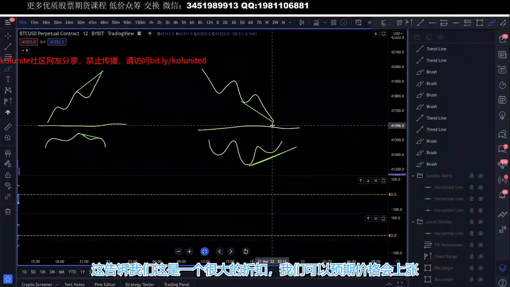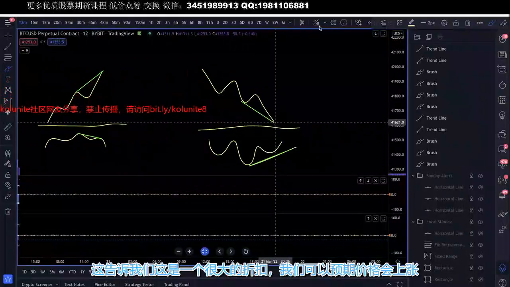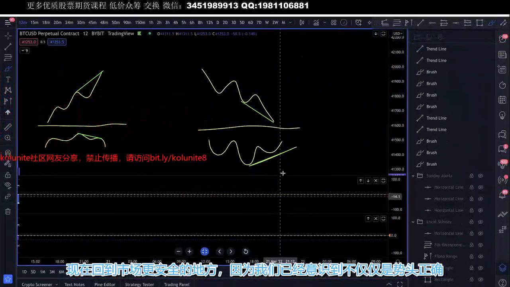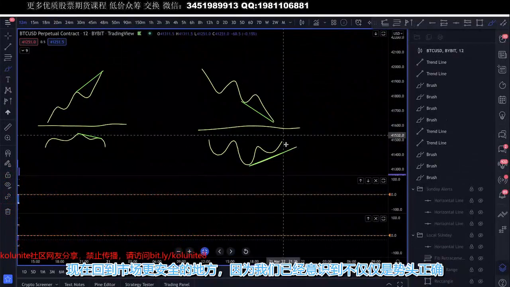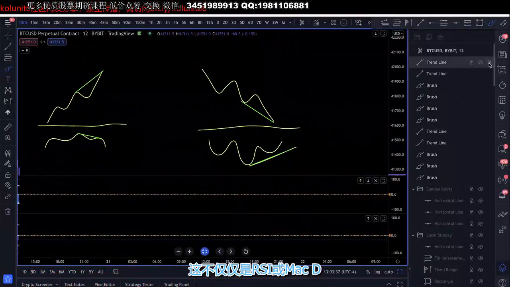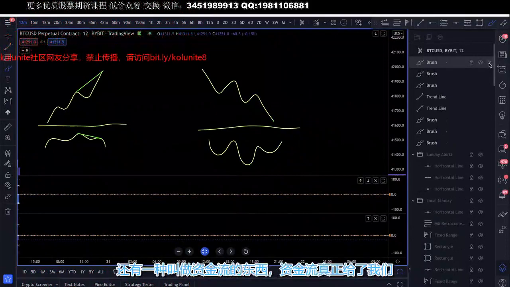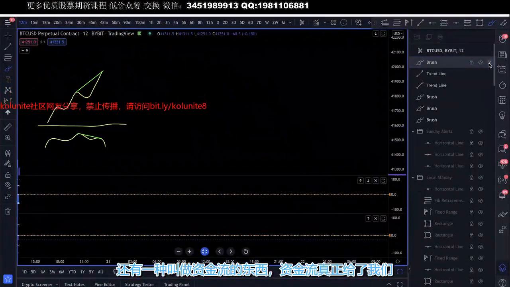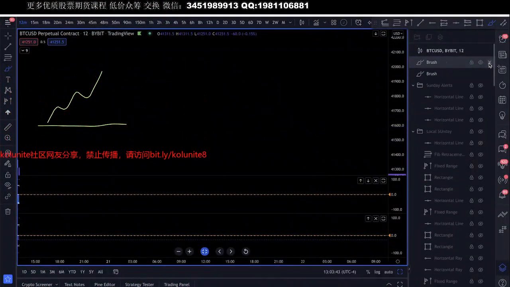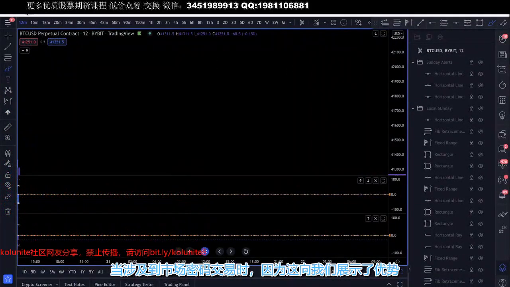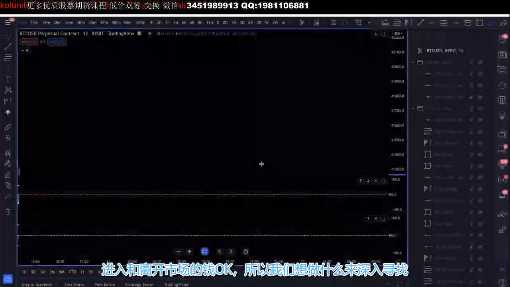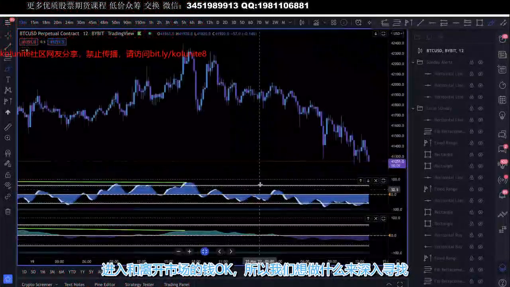That's telling us this is a major discount, and we can expect the price to move back up. Now, Market Cipher B, as we're already aware, has more than just momentum waves. This is not just an RSI or a MACD. There's also something called the money flow. And the money flow is what really gives us the edge when it comes to trading with Market Cipher, because this is showing us the money coming into and leaving the market.